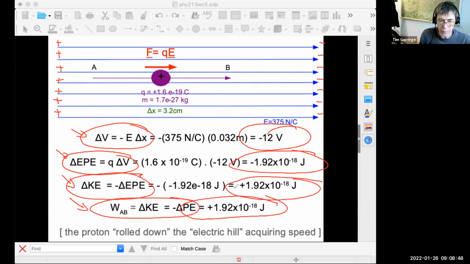If you want to think of that problem overall, just imagine that this proton has kind of rolled down an electrical hill like you might roll down a gravitational potential hill. When you roll down the gravitational potential hill, or the proton rolls down the electrical potential hill, it's giving up potential energy. It's acquiring kinetic energy. It's moving in the direction of the force so that the work done is positive.